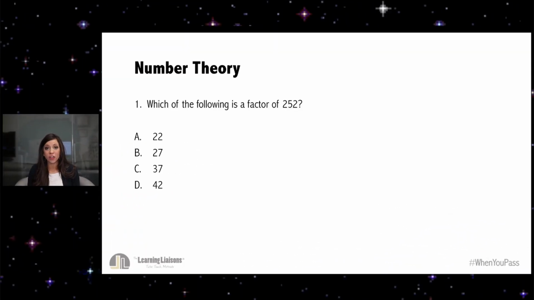Let's do this. Question 1. Which of the following is a factor of 252? A, 22, B, 27, C, 37, D, 42.